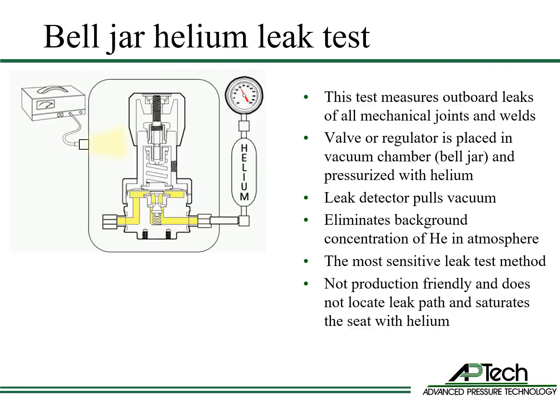The bell jar helium leak test measures outboard leaks of all mechanical seals and welds. The regulator is placed in a vacuum chamber, the bell jar, and the regulator is pressurized with helium. The leak detector pulls vacuum in the bell jar. This eliminates the background concentration of helium in atmosphere, allowing the much greater test sensitivity.